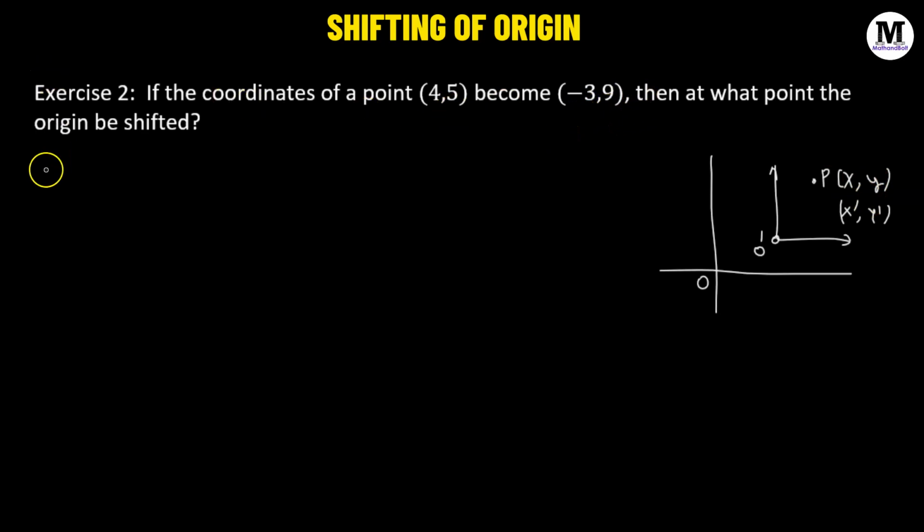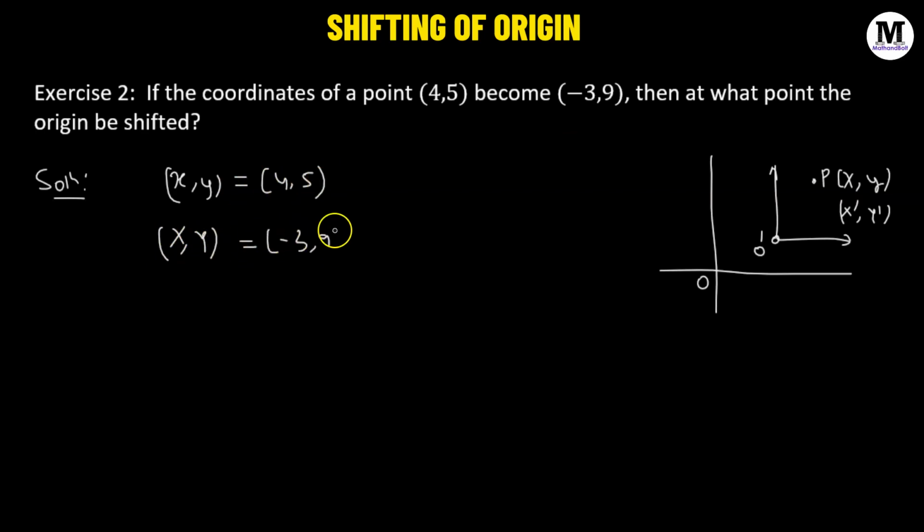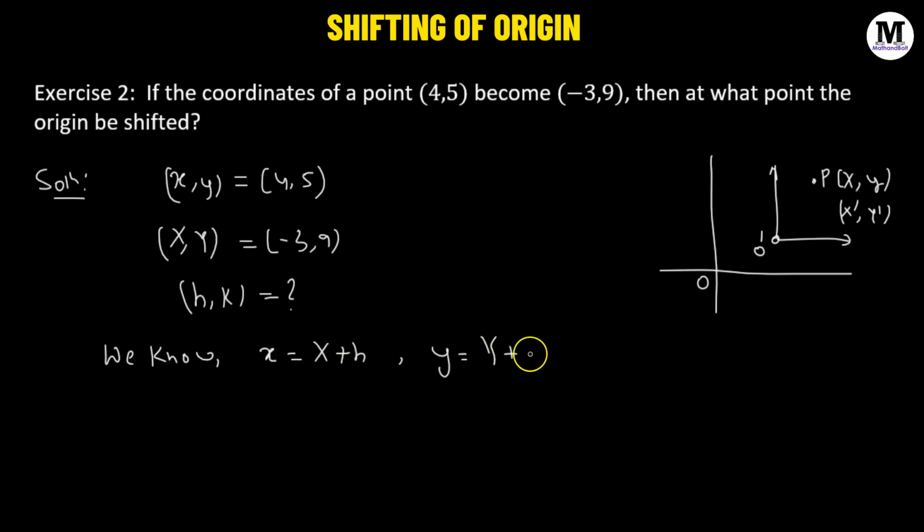Okay, let's do that. Let's say originally our point has the coordinate x comma y, which is given by 4 comma 5. The new coordinate, x comma y in uppercase, is negative 3 comma 9. We have to find out the position of the new origin, which is the coordinate h comma k. We have already defined the relationship between the two coordinate axes. That's simply x equals X plus h and y equals Y plus k.